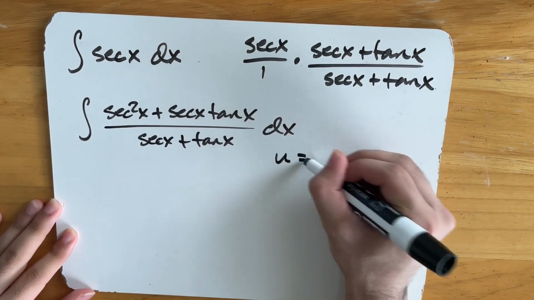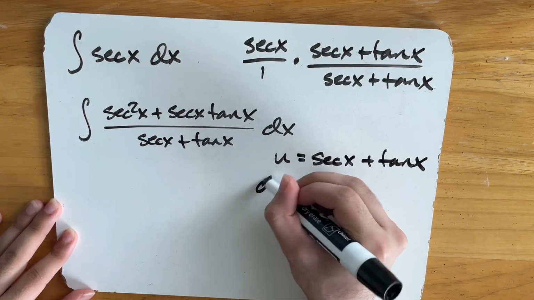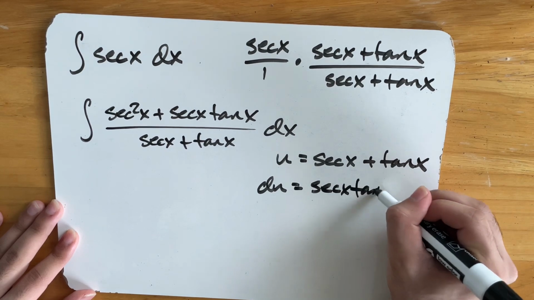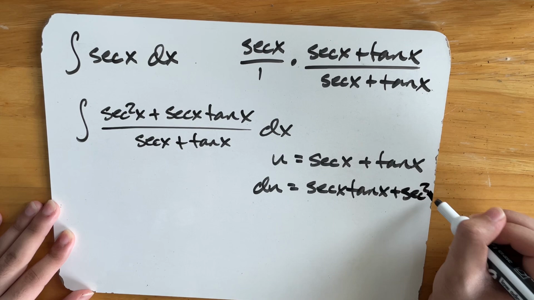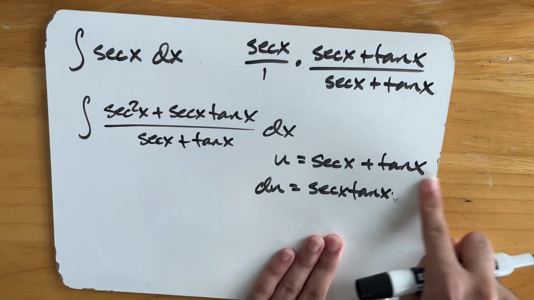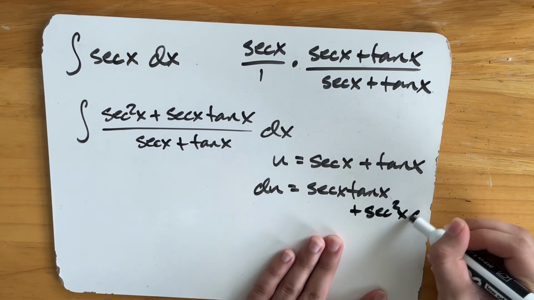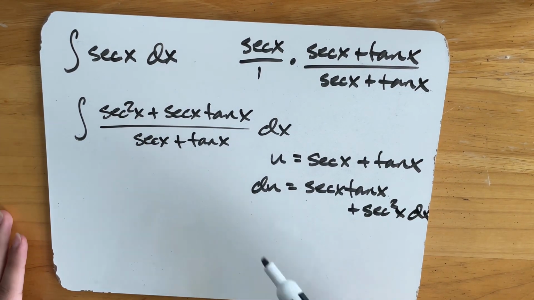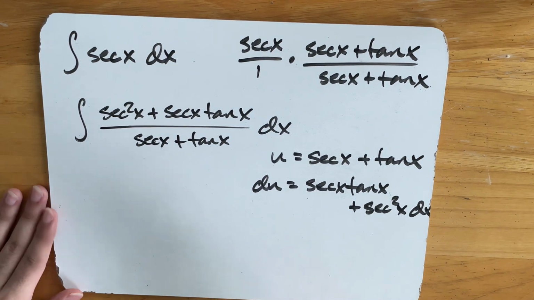If we say u is equal to secant x plus tan of x, we get du equal to secant x tan x plus secant squared x dx. I'm running out of space, but you can see that: du is secant x tan x plus secant squared x dx, right? You can see that. I just said it.